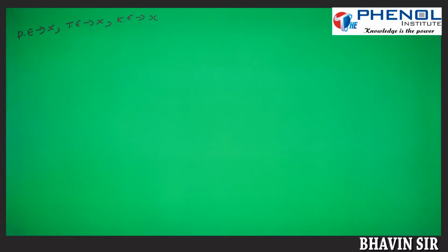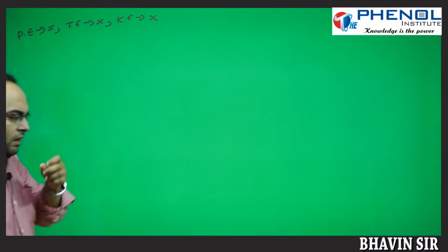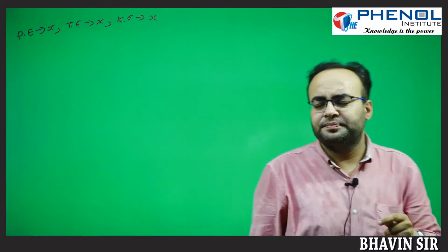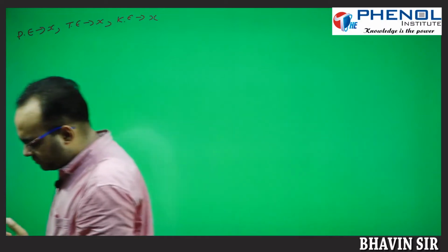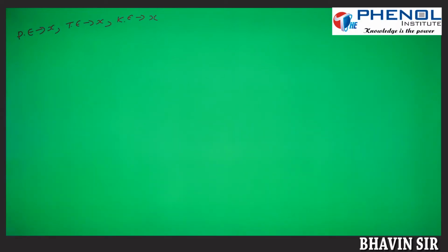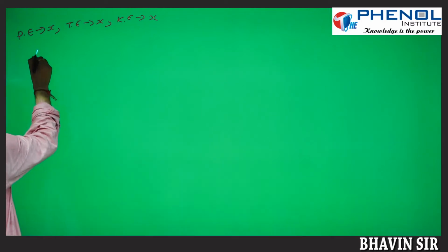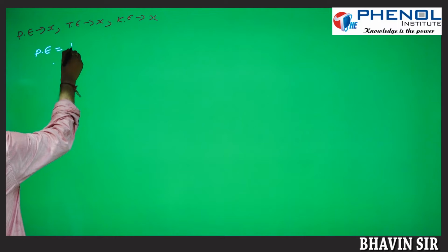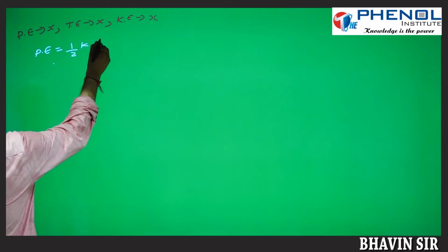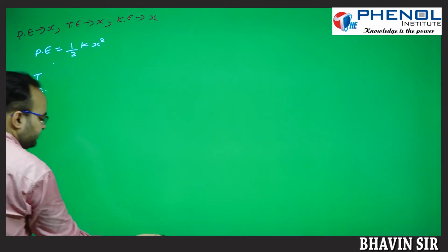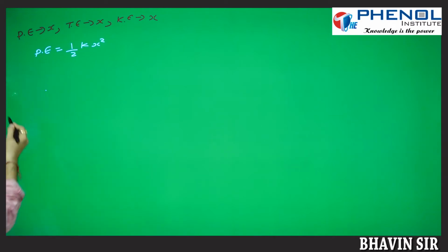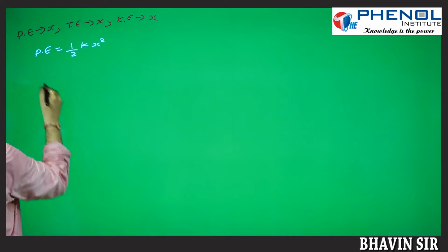Okay, chalo. So now first, what is the formula for potential energy? Potential energy is equals to half kx square. Potential energy is equals to what? Half kx square.